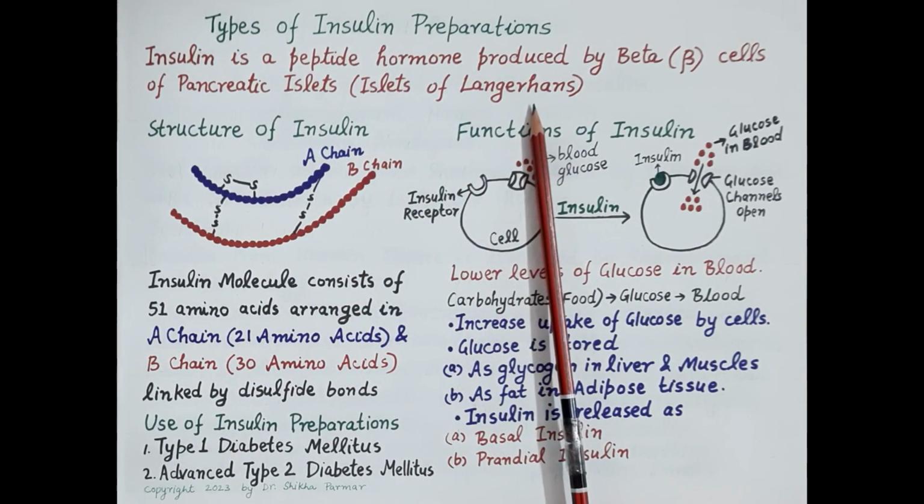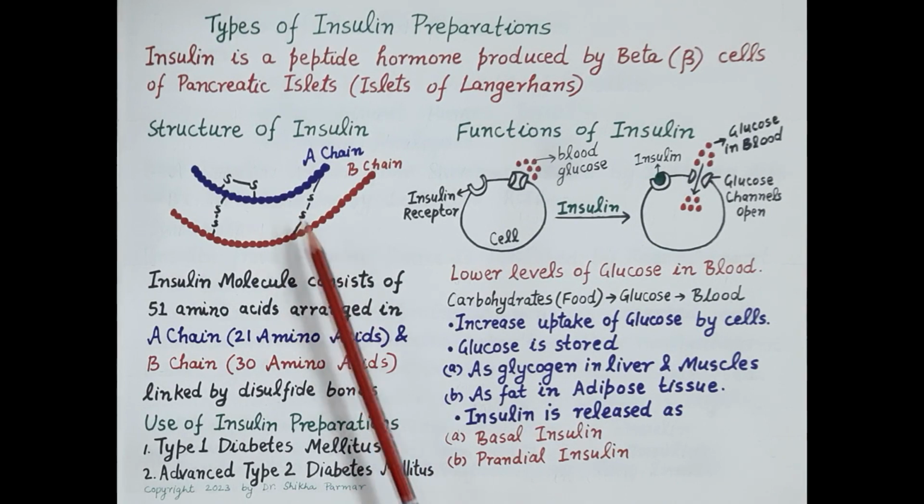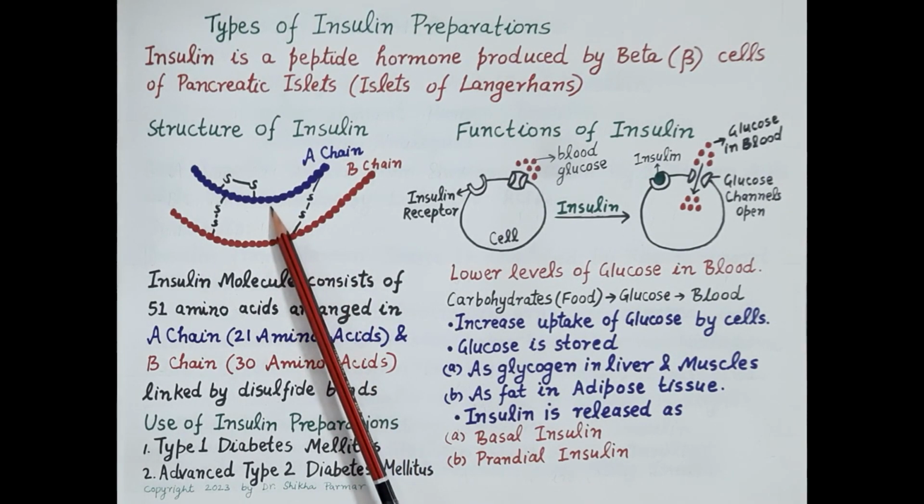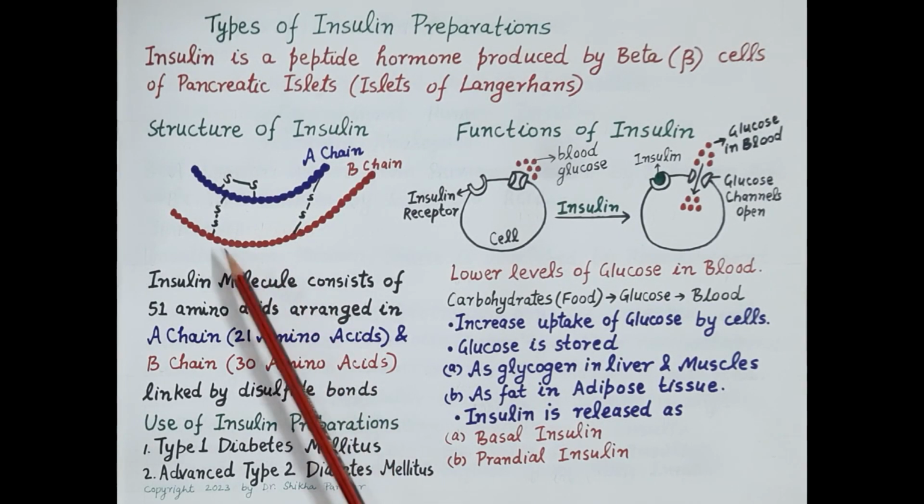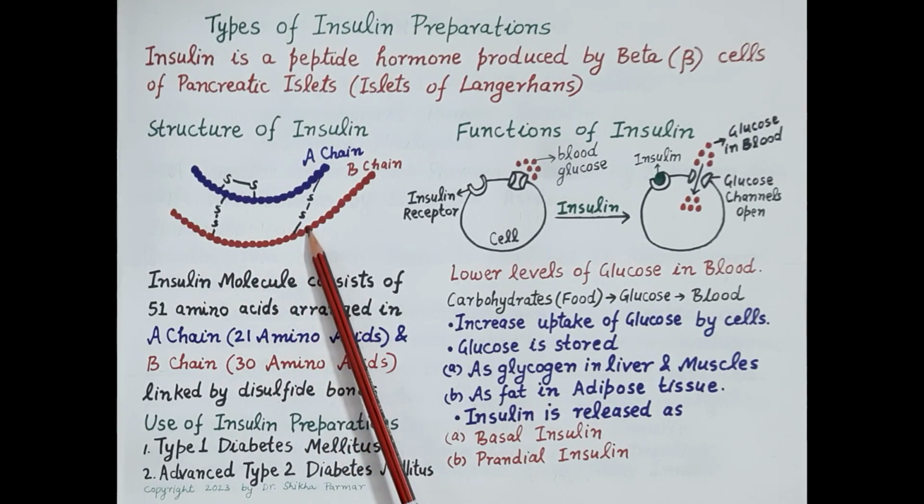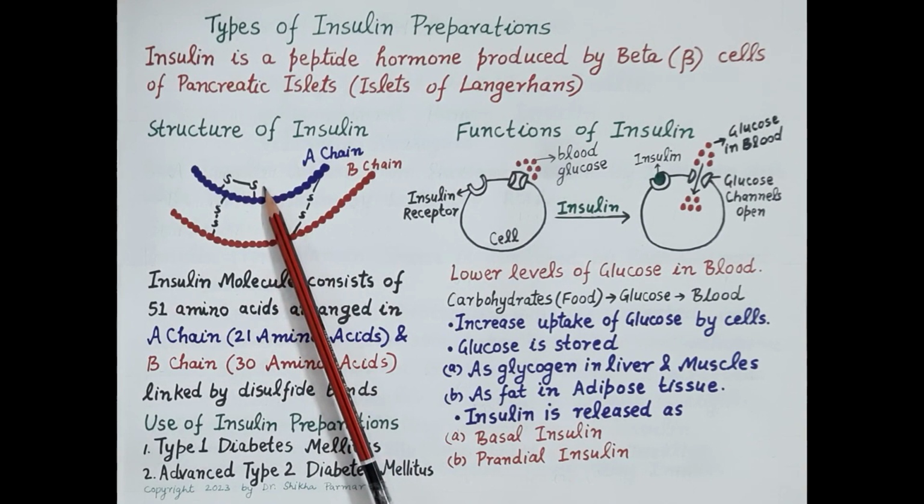Now, before discussing different types of insulin preparations, let's quickly review the structure and functions of insulin. Now, look at the structure of insulin. Insulin is a polypeptide hormone. It is a protein and therefore it is made up of amino acids. It is made up of two chains, A chain and B chain. A chain has 21 amino acids while B chain has 30 amino acids. Now A and B chains are linked by two disulfide bonds. Now in addition to this, A chain consists of one intramolecular disulfide bond.